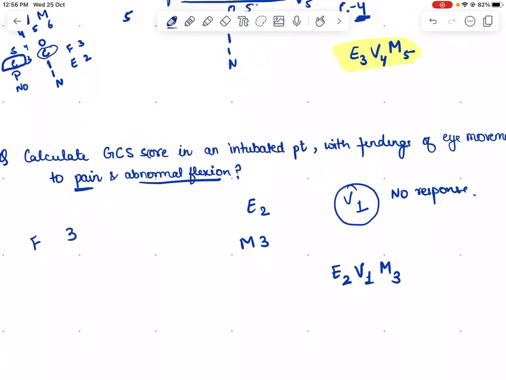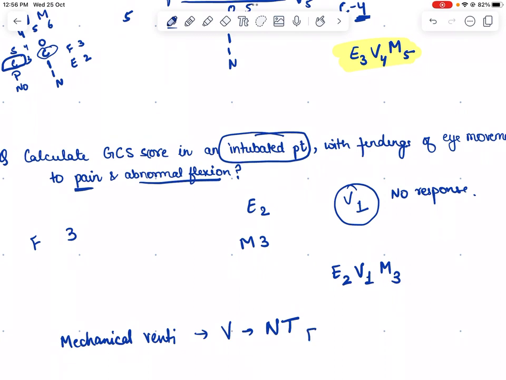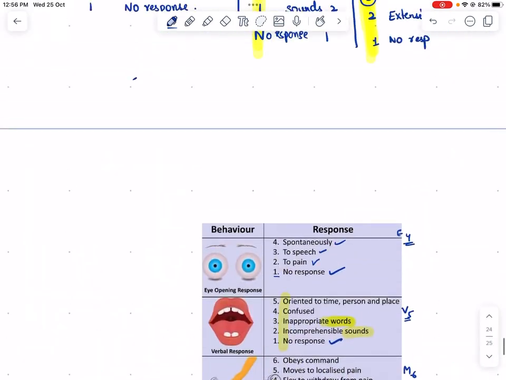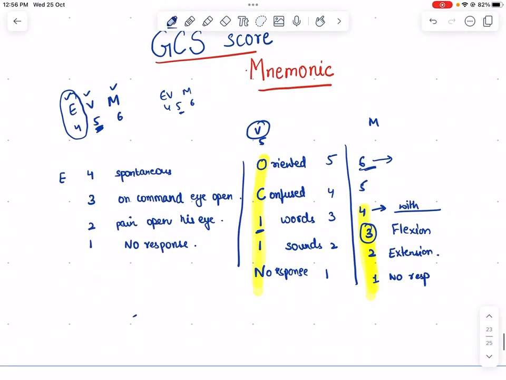Okay, now one more question I want to tell you. If the person is on mechanical ventilation, in this the person is intubated. Okay, so if the person is on mechanical ventilation, then we have to write mechanical ventilation, then there is no verbal response, so for that we have to write NT. So verbal is NT. Okay, that means non-testable, we can't test whether the person can speak or not, so non-testable is there.